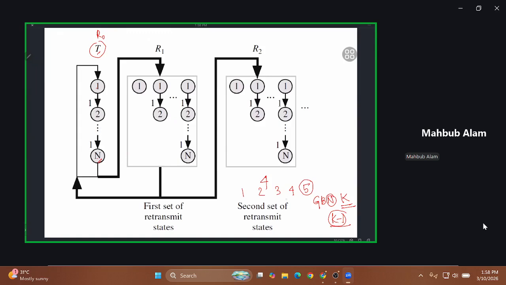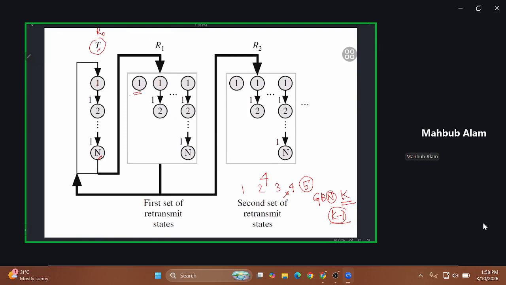Now, if the acknowledgement number is 4, then this indicates all the packets up to 3 have been received successfully. Packet number 4 has to be retransmitted. And this indicates a single packet will be retransmitted. Here, even though this number is 1, actually it is the nth packet. And then when the acknowledgement number is 3, this indicates packets 3 and 4 have to be retransmitted.